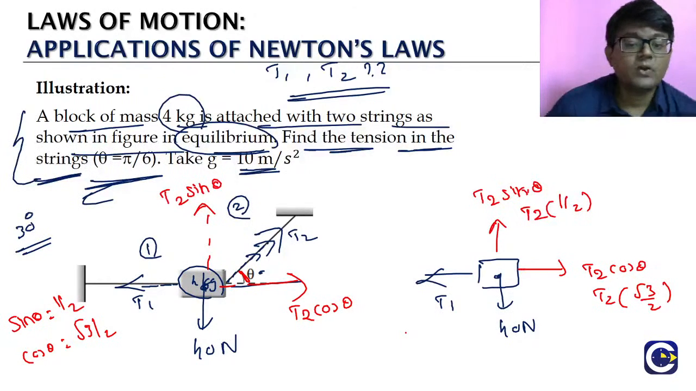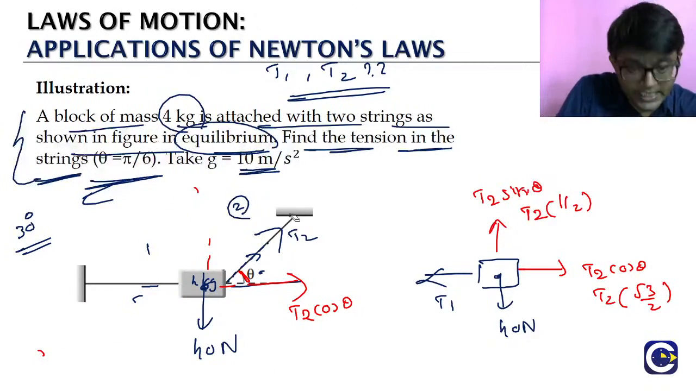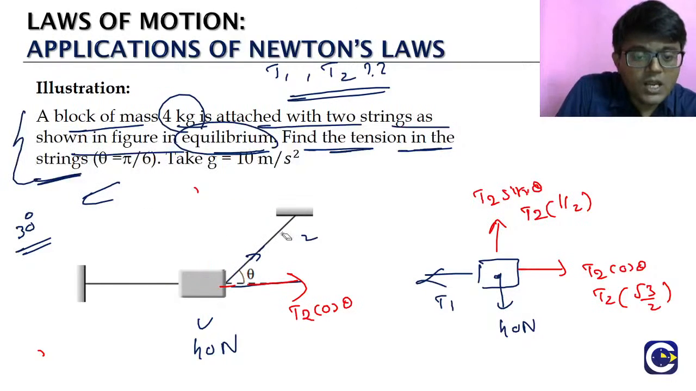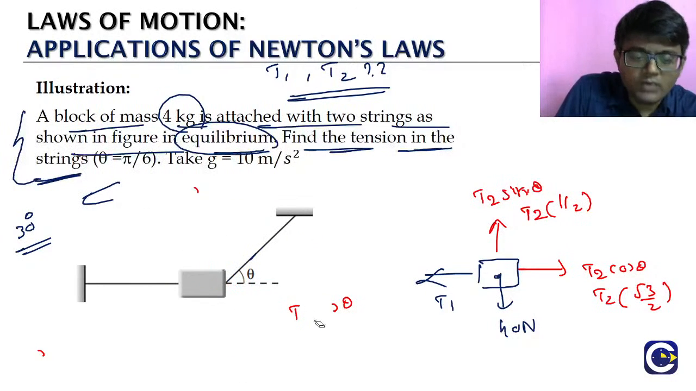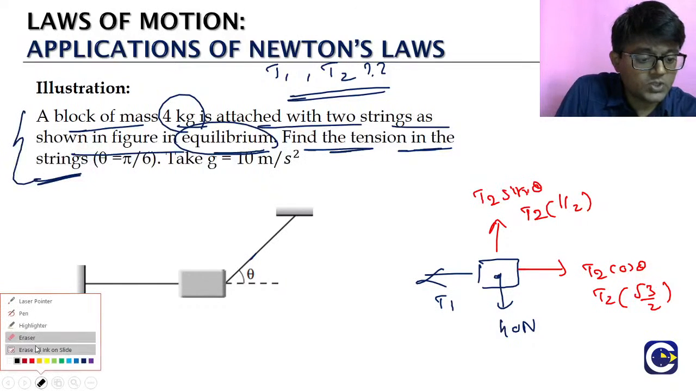Okay. Now look at this. Horizontal, the force, total value should be what? 0, right? Because equilibrium means horizontal also it will be equilibrium, vertical also it will be equilibrium. Okay. Now I'm erasing this so that we can use the space to solve the question. Okay. So look at this, guys.